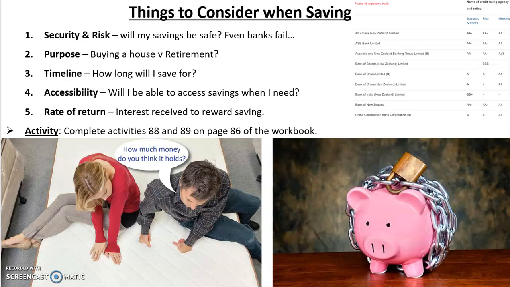So, gentlemen, final slide here on things to consider when saving. Security and risk. We're very lucky in New Zealand that our banks are very safe. They have very good credit ratings, and we mentioned Standard & Poor's and Fitch as commercial rating agencies in class last week. These ratings, and Moody's is another rating agency, have given our New Zealand banks very strong credit ratings. So if you put your money in a New Zealand bank, it's highly unlikely that your money is not going to be returned to you because the banks are highly unlikely to fail in New Zealand.